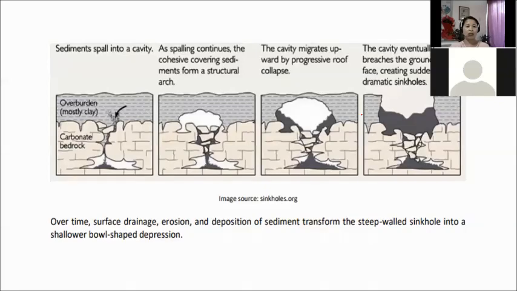So, yung process, unti-unti, no? We have first the overburden, mostly clay with carbonate bedrock. So, of course, no? May cavities ito. As spalling continues, the cohesive covering sediments form a structural arch. So, at first, yan pa lang. Tapos next, and next. Nasira na, no? So, cavity migrates upward by progressive roof collapse. And then, lastly, ganito na. Cavity eventually breaches the ground surface, creating sudden and dramatic sinkholes.